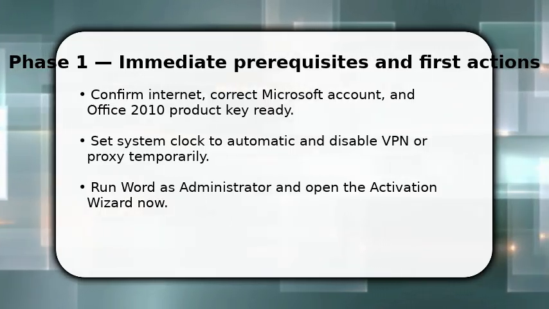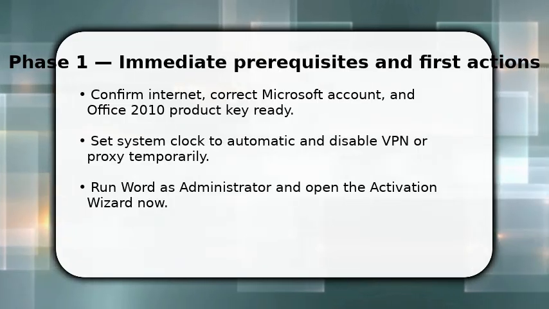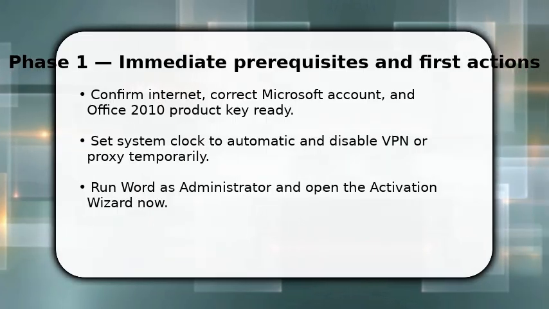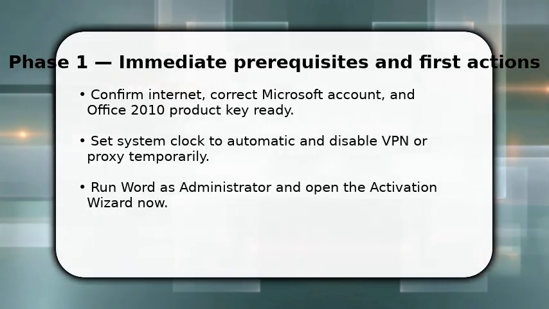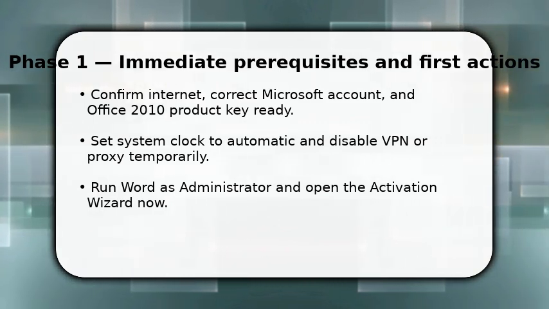Next, disable VPN or proxy. These mask the activation server. Finally, run Word as administrator and open the activation wizard. This starts the communication with Microsoft, and it's the first real step toward resolving the activation failed error.